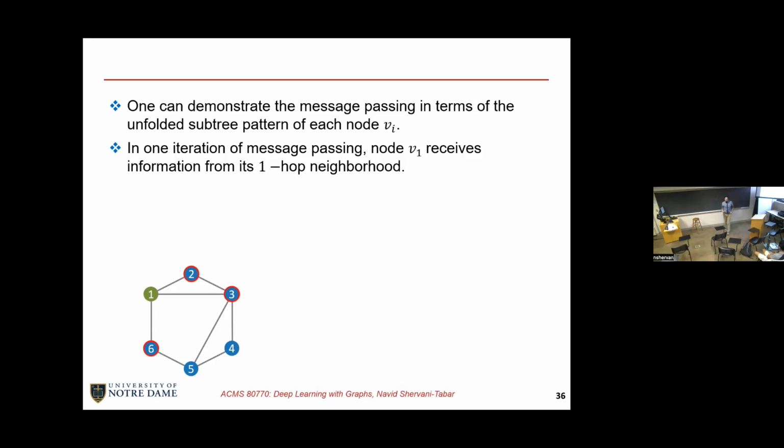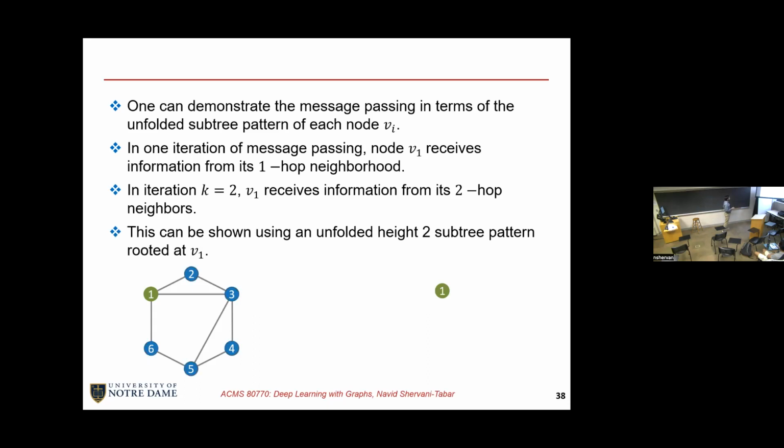And then in the next iteration, these nodes have already received information from their neighbors. So node 1 in iteration 2 is receiving information that these nodes had from the first iteration from their neighbors. So essentially node 1 is receiving information from its 2-hop neighbors, right? Now we can show this by unfolding this node as the root of a subtree pattern.